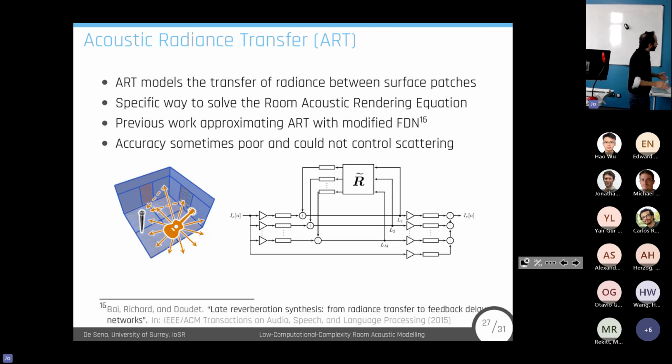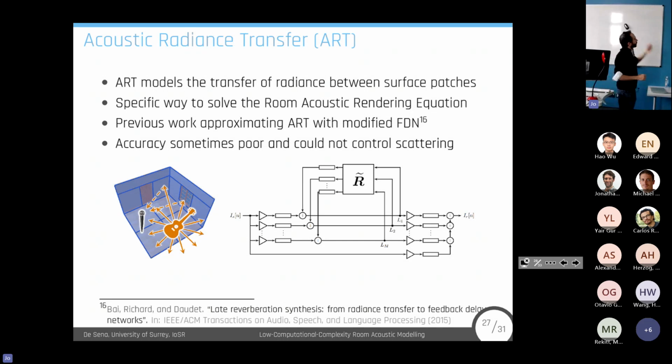There has been some previous work done by Bai and others on how to approximate this model using an FDN-like form. I say FDN-like because you don't just have multipliers here, you also have some filters and some delays, and you also have them in the recursive path. They called it acoustic rendering networks. So how do you model each of these parts so as to approximate, in some sense, the acoustic radiance transfer model? These are always similar ideas, right? It's essentially a recursive model that tries to approximate room acoustics by taking into account its recursive nature.